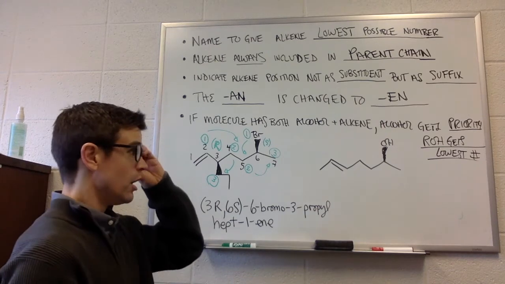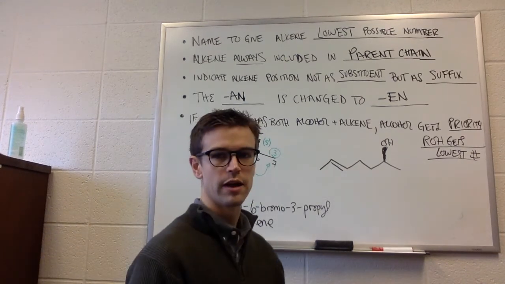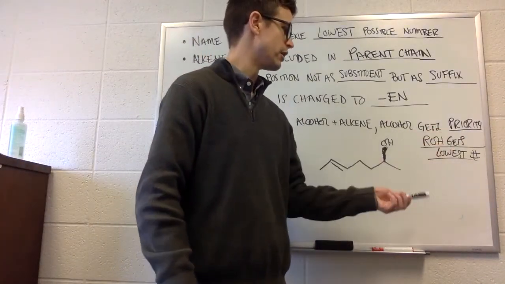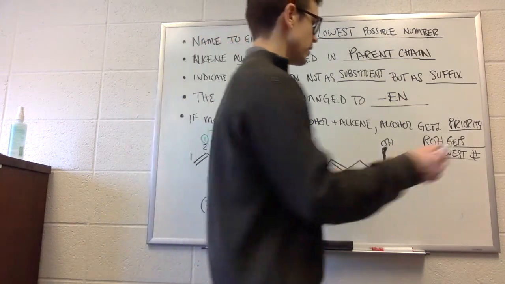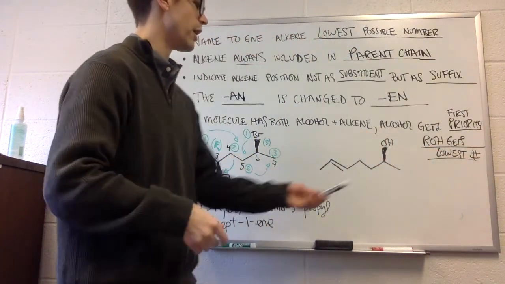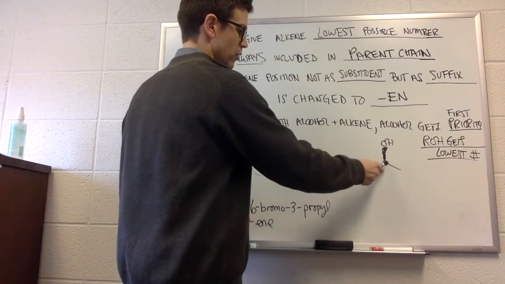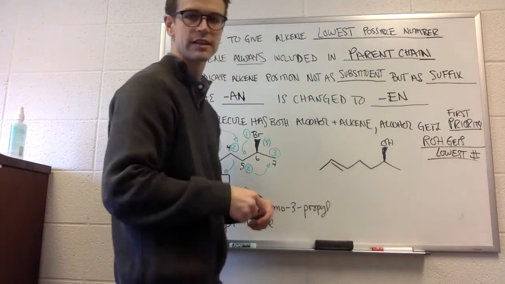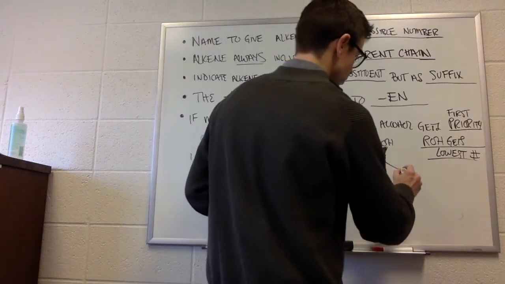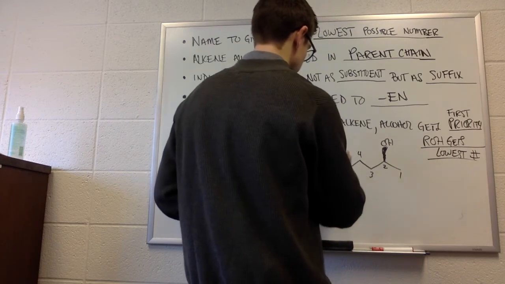So that's that example. Now we have a second example, and this one gets a little bit complicated with that last rule. So if a molecule has both an alcohol and an alkene, the alcohol gets priority, gets the first priority. So yeah, let's change that here. So it gets first priority. So the alcohol gets the lowest number. So if we numbered from left to right, the alcohol would be 1, 2, 3, 4, 5, 6, position 6. But we want the alcohol to have the lowest possible number, so we're going to number right to left. So 1, 2, 3, 4, 5, 6, 7.